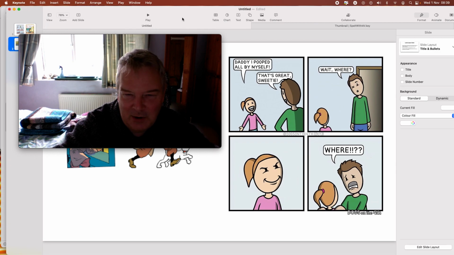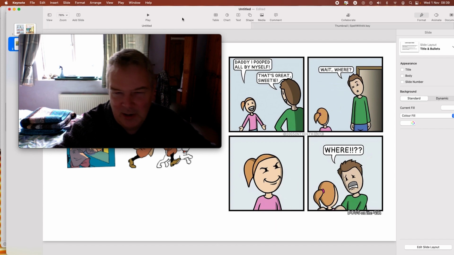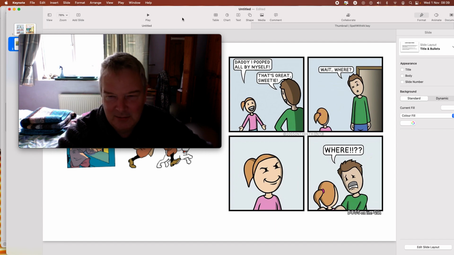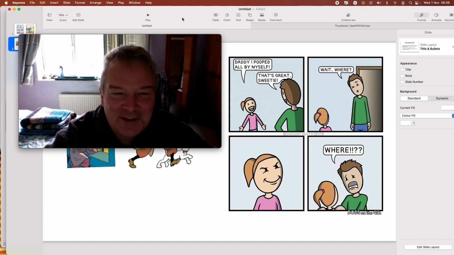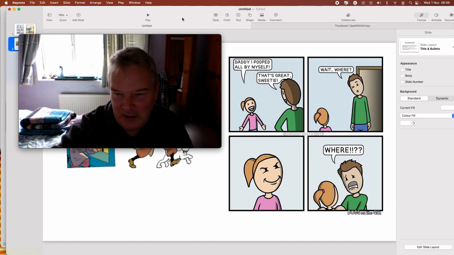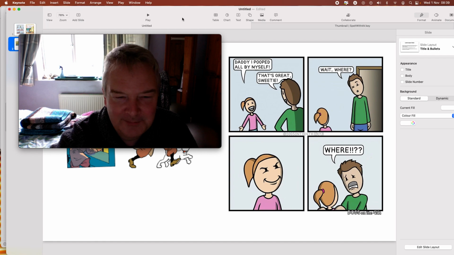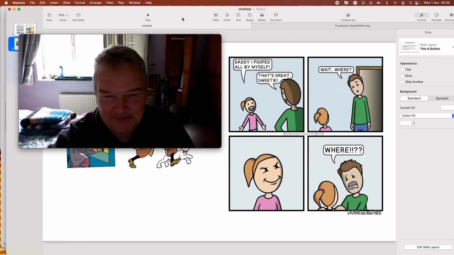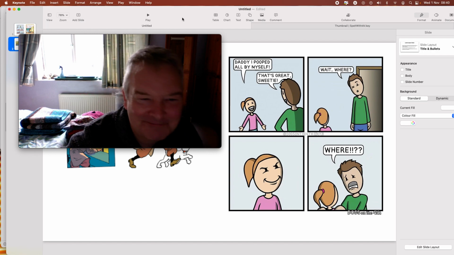This one was quite a funny one. "Daddy, I pooped all by myself." "That's great, sweetie." "Wait, where?" So, that could be, well, it all depends from whose perspective you're looking from. So the what could be, I know what the child's called. Mabel told her daddy that she pooped on her floor, and her daddy was concerned. I don't know.